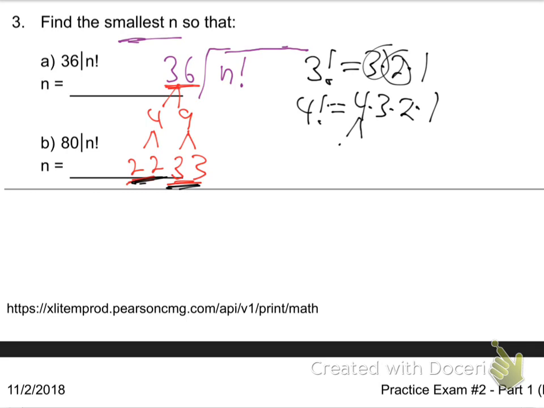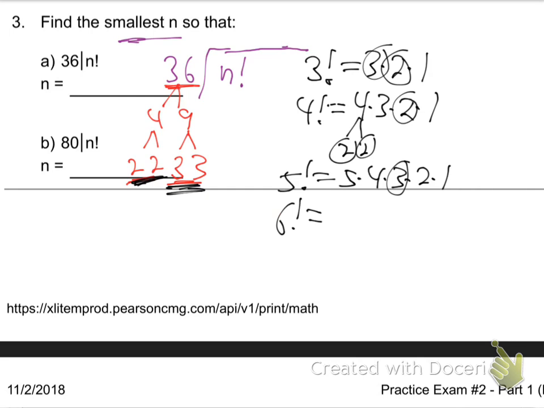The 4 has 2 2s. In fact, it's got 3 2s, doesn't it? But only 1 3. So it doesn't have what we need. How about 5 factorial? 5, 4, 3, 2, 1. Does it have 2 2s and 2 3s? It's only got the 1 3. It's got plenty of 2s, but it only has 1 3.